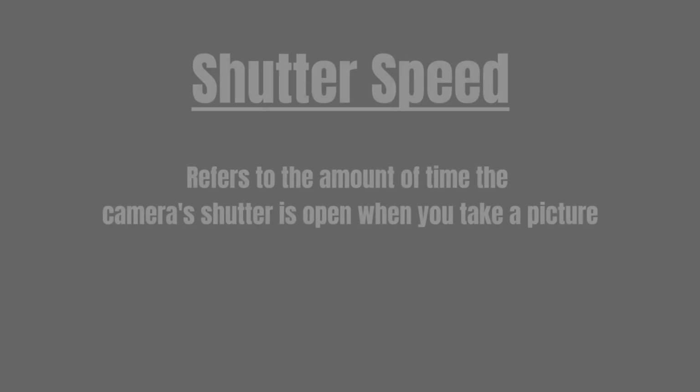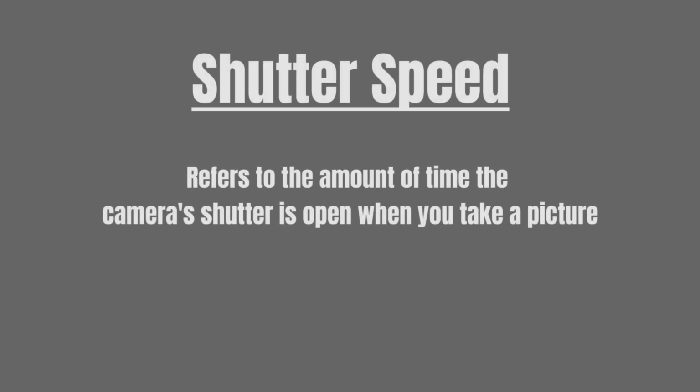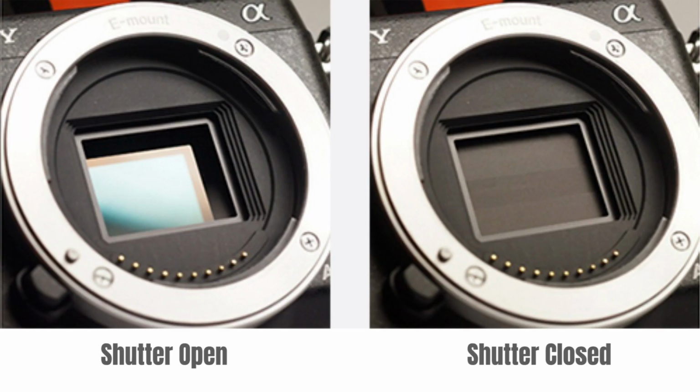The last setting you should be familiar with is shutter speed. Shutter speed refers to the amount of time that the camera's shutter is open when you take a picture. The longer the shutter is open, the more light passes through the camera sensor. I don't really worry about shutter speed while shooting real estate.